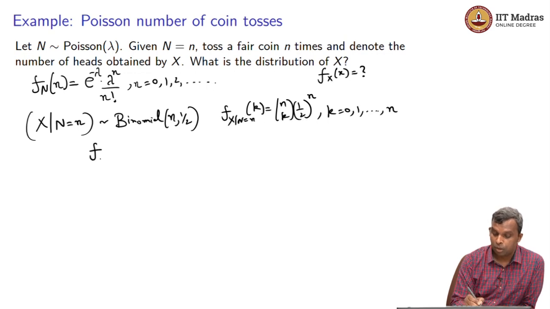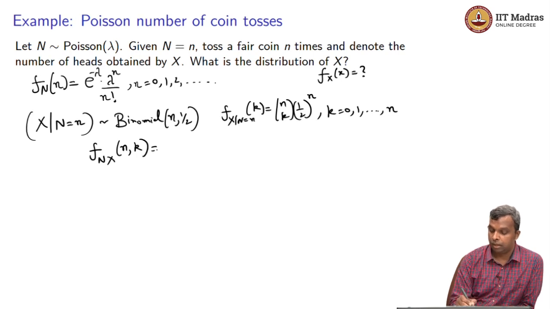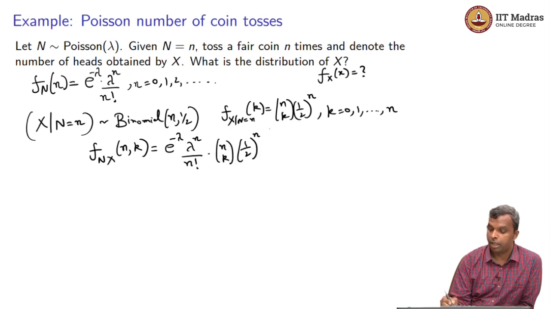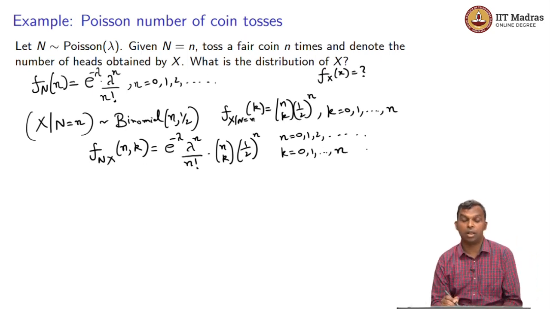The joint PMF F_{N,X} of (n, k) is equal to the product of these two, right. So, e power minus lambda, lambda power n by n factorial, times n choose k times half power n. Is that okay? And then n would go from 0, 1, 2, and so on, and given n, k will go from 0, 1 to n. Okay. So, this is how this will look.